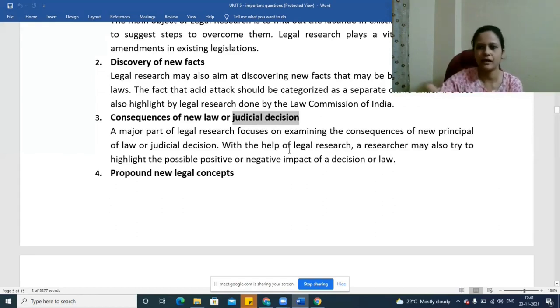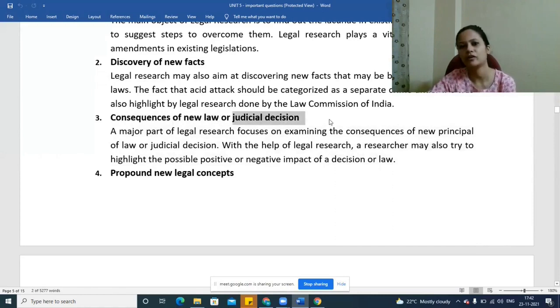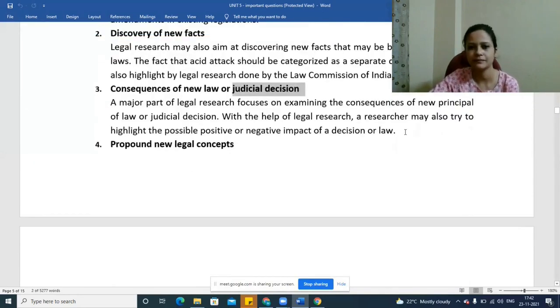Like I think Manav, in your college, those cases were discussed, right? Plessy versus Ferguson and all. That can also be a research, right? By reading those cases, you try to understand the history of racial discrimination in USA. You are doing legal research over there. So that might be the third point. You are trying to understand what might be the impact of a new law or what might be the impact of a decision that court has given.